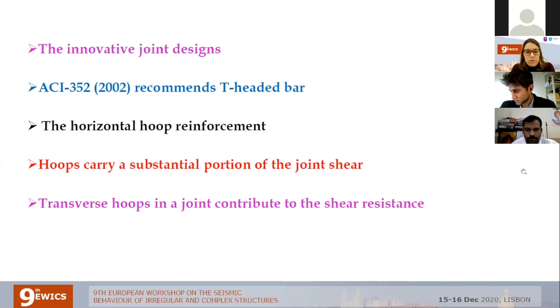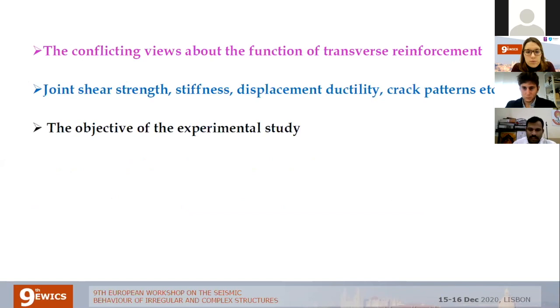The conflicting views about the function of the transverse hoops result from improved performance versus congestion from the detailing point of view. Therefore, it is necessary to evaluate the exact behavior of the beam column joint by studying parameters such as joint shear strength, stiffness, displacement ductility, and crack pattern. Hence, the objective of this experimental study is to satisfy such structural demands by introducing headed bars and different types of transverse hoops in the joint, so as to achieve the expected confinement with ease of placement of reinforcement and concrete.